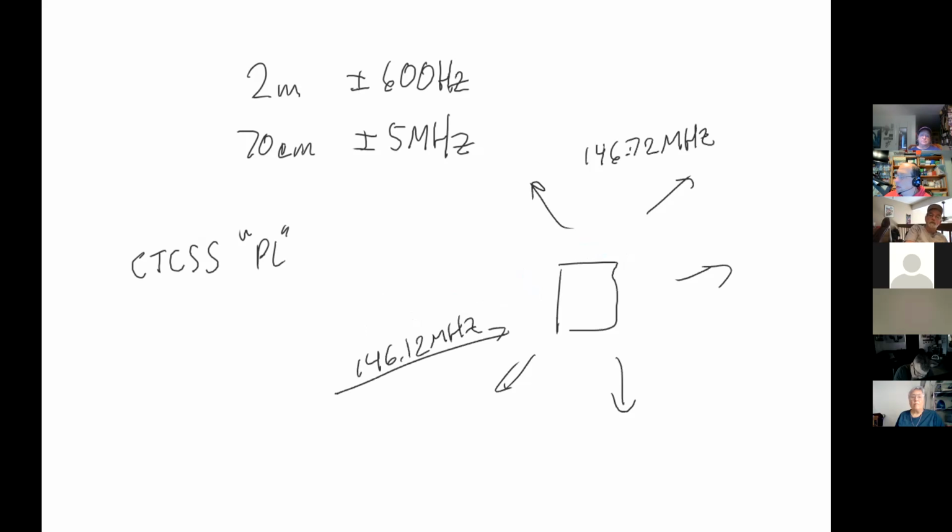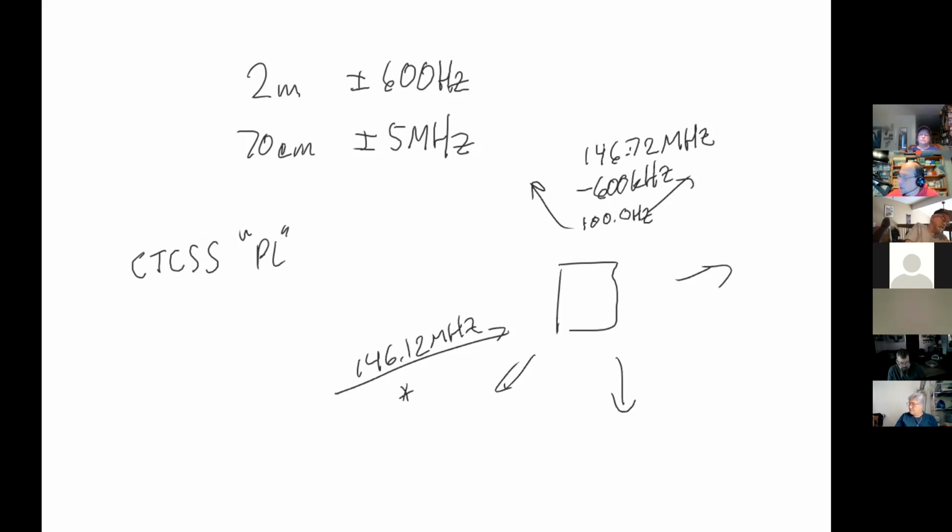If the repeater has a negative offset of 600 kilohertz and you have the wrong offset, nobody will hear you because you'll be transmitting on the wrong frequency. The repeater could also be set up for a CTCSS of 100.0 hertz. If I'm not transmitting that, or I'm transmitting the wrong one, nobody will hear me. So those are the most common things that can go wrong when no one can hear you.